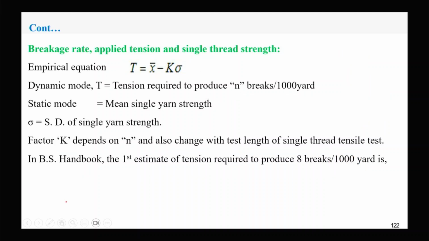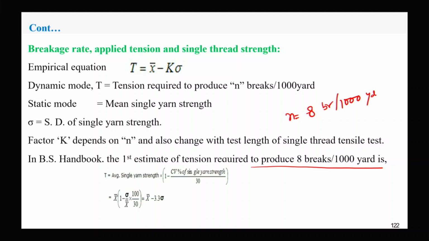What is the condition? In the handbook, the first estimate of tension required to produce n, 8 breaks per 1000 yards. So it depends on the n. So n is 8 breaks per 1000 yards, and the test length is 20 inch.